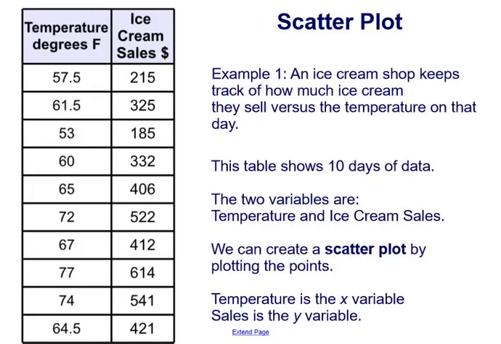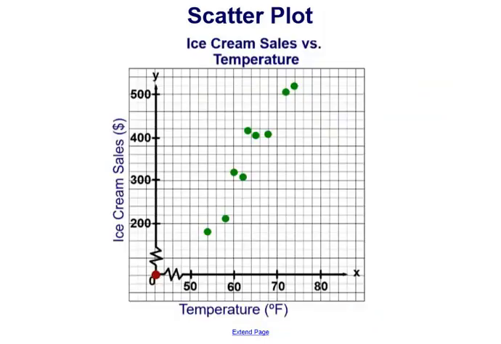So here's our first example of bivariate or two-variable data. We have an ice cream shop that keeps track of how much ice cream they sell versus the temperature on that day. So this table shows 10 days of data. The two variables here are temperature and ice cream sales. So we can create a scatter plot by plotting the points where temperature is the x variable and sales is the y variable. So each of the 10 data points now can go on a graph.